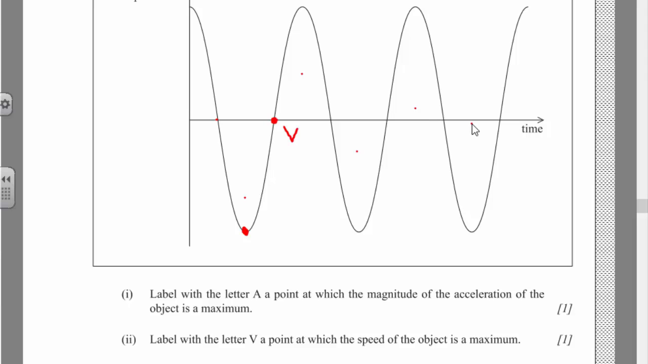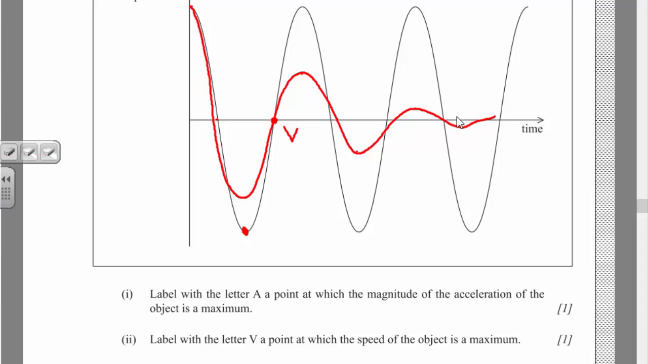Like that. So we can go like this. Something like that. The end of my graph there didn't look very nice, so let's just fix that up a bit. Something like that, and continue on. So we lose energy with each cycle.